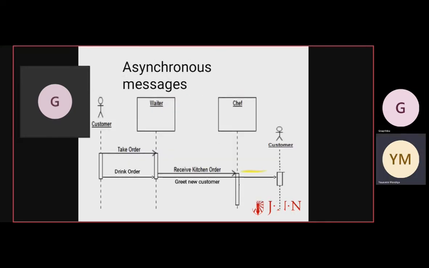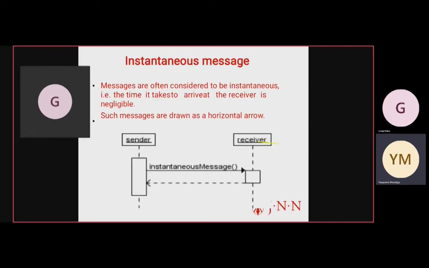And instant messages. What is an instant message? A message is often considered to be instant if the time it takes to arrive at the receiver is negligible. Such messages are drawn as a horizontal arrow. See here how a sender sends a message. We call it an instantaneous message.